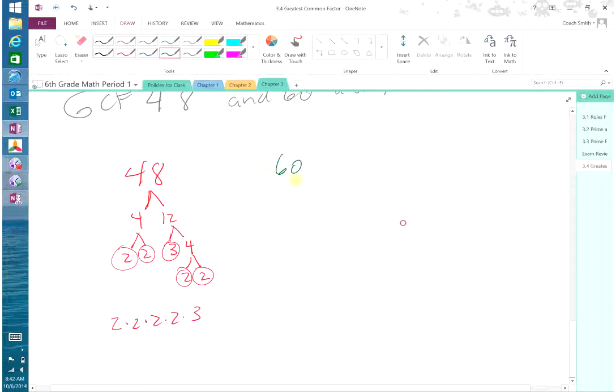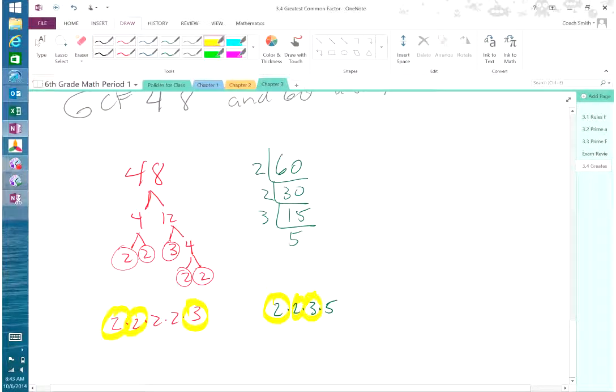Now, 60. 2, 30. 2, 15. 3, 5. Okay, so 2 times 2 times 3 times 5. Common. Those two are common. That one is common. That one is not common, so erase that one. But this one is common. So the ones that are common are 2 times 2 times 3.